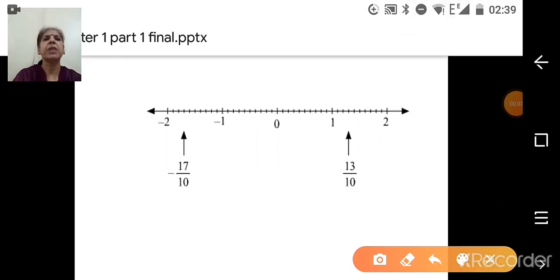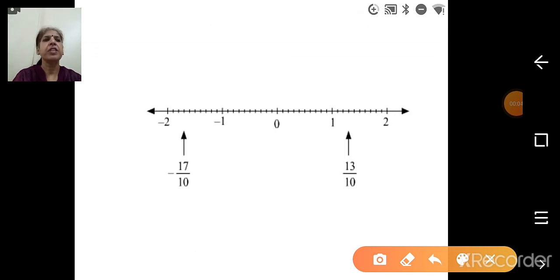So here is a number line. Each unit distance is divided into 10 equal parts. Positive side, negative side, and we have to show 13 upon 10. So start counting after 0: 1, 2, 3, 4, 5, 6, 7, 8, 9, 10.